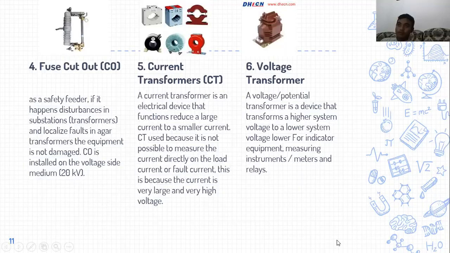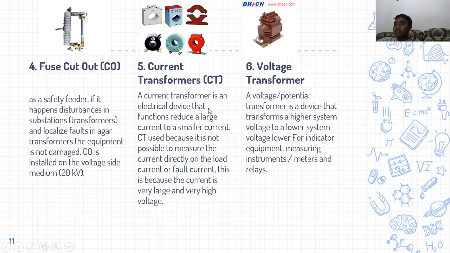Next slide. The number 4 is fuse cutout or CO. As a safety feature, if a disturbance or localized fault happens in substation transformers, the equipment is not damaged. CO is installed on the medium voltage side, or 20 kV. The number 5 is current transformers or CT.